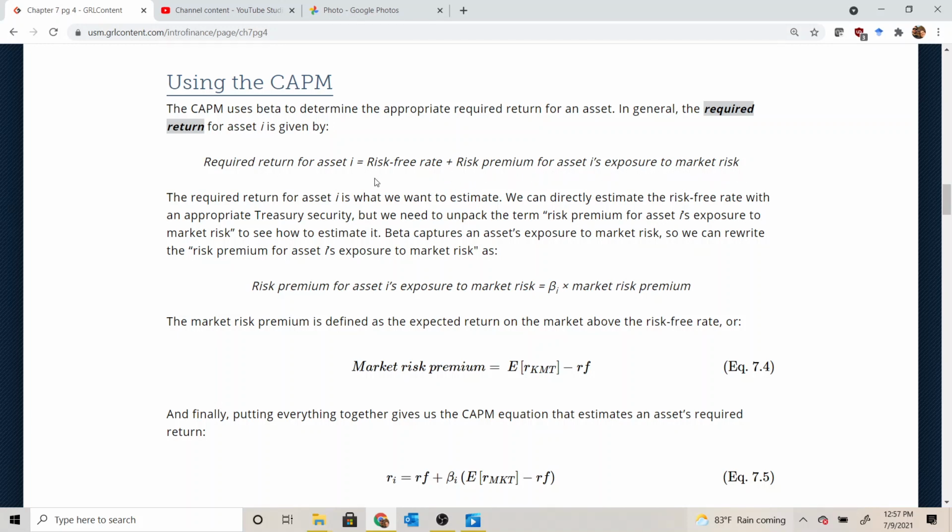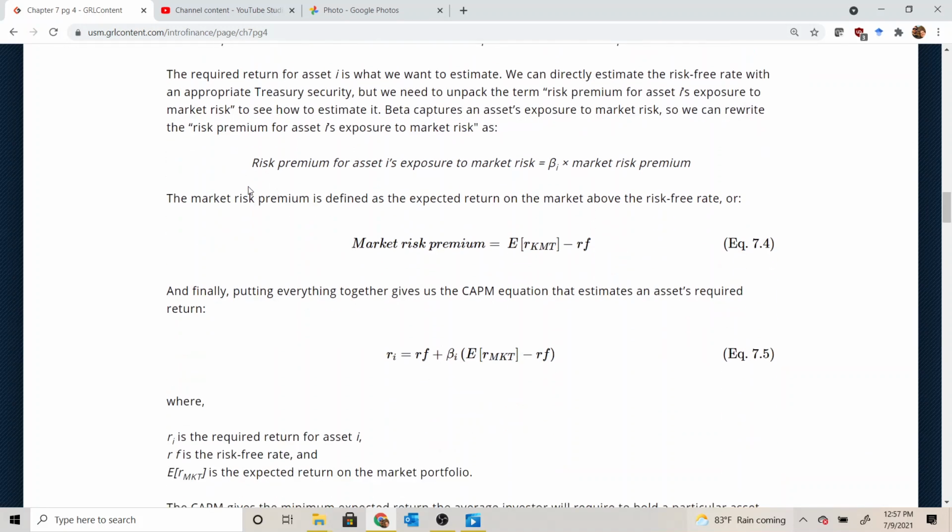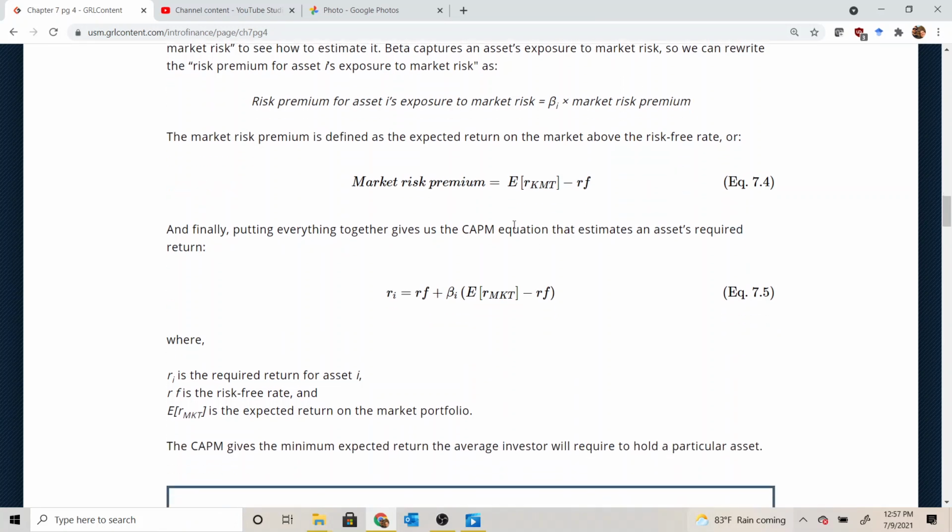Okay, the risk-free rate, we can collect that. We can observe risk-free rates. What about this risk premium for asset I's exposure to market risk? This is how we measure that. The risk premium for asset I's exposure to market risk is equal to beta that we just talked about times what we call the market risk premium. Oh my gosh, another term. What the heck is the market risk premium? Well, the market risk premium is defined as the expected return on the market, what we think the market portfolio is going to return over this window we're interested in measuring the asset's return over, minus the risk-free rate. So sometimes this is called the market's excess return. Most often you'll see it referred to as the market risk premium.